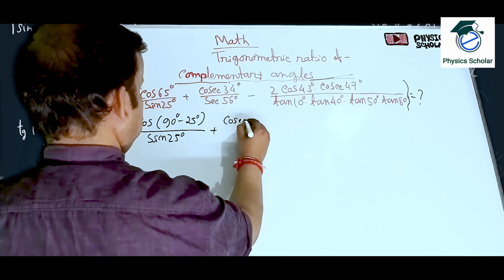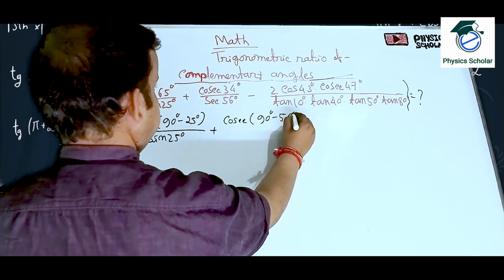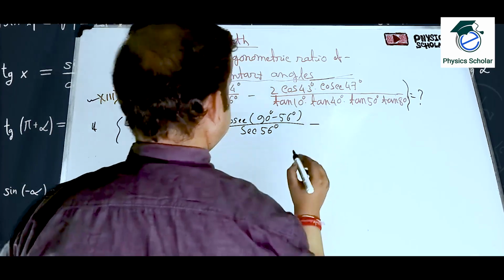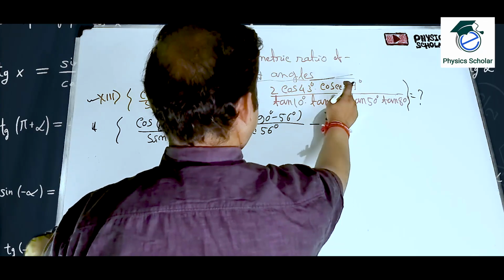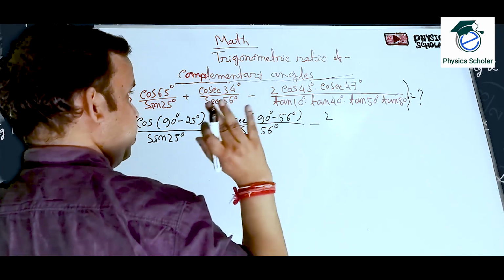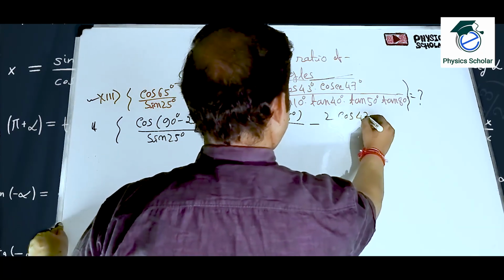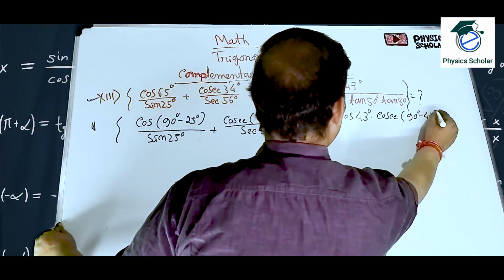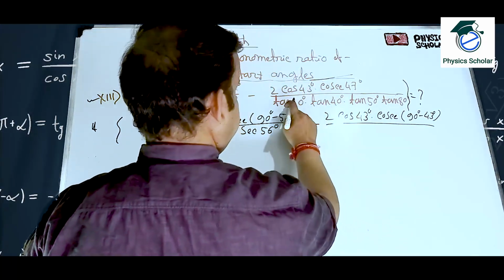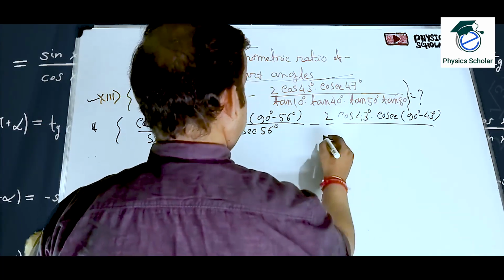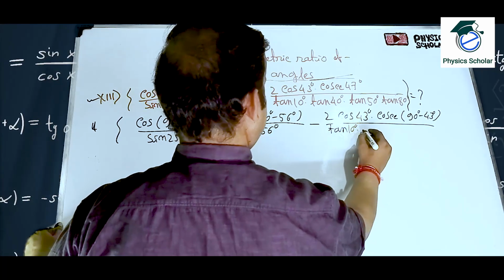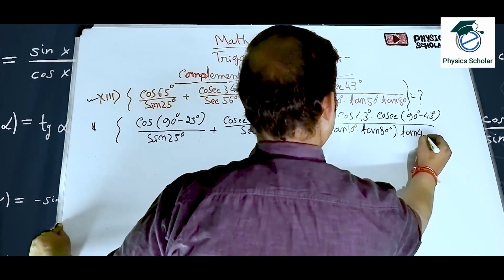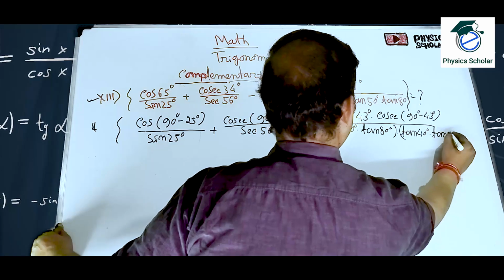So what we can write: cosec(90 degree minus 56 degree), that means 34, clear, divided by sec 56 degree, minus 2, these two 43 and 47 are complementary because 47 plus 43 is 90, 2 cos 43 degree into cosec(90 degree minus 43 degree), that means 47, divided by, these two 10 and 80 are complementary, so tan 10 degree into tan 80 degree into tan 40 degree into tan 50 degree, clear, okay.